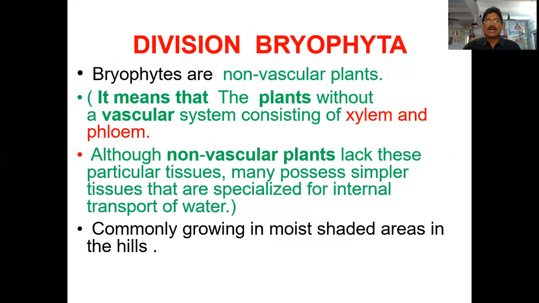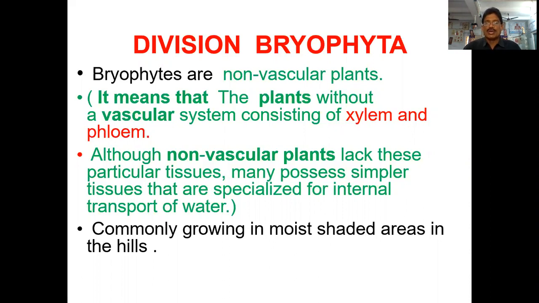Today I am going to discuss the general characters of Bryophyta. The bryophytes are non-vascular plants. It means the plants are without a vascular system consisting of xylem and phloem tissue. Although non-vascular plants lack this particular tissue, many possess simpler tissue that is specialized for internal transport of water. That's why they are known as bryophytes, because they are non-vascular plants, not having conductive tissue.